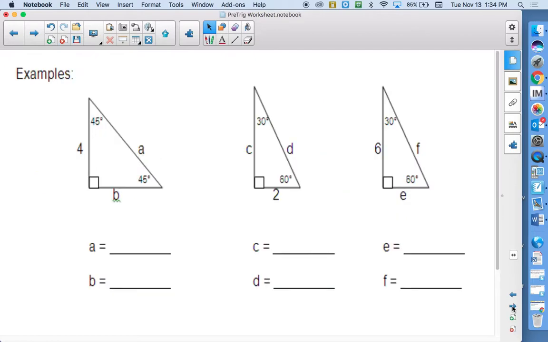So at the bottom here, we have 45, 45, 90. That's the first one. And we're asked to find the hypotenuse and the base. Those are the two pieces we're asked to find. So knowing it's 45, 45, 90, we know that both of these should be the same. And the hypotenuse is supposed to be B times the square root of 2. That's just because it's a 45, 45, 90 triangle. It has a special pattern.